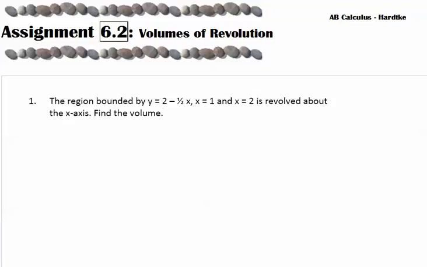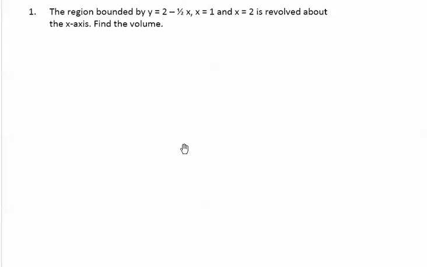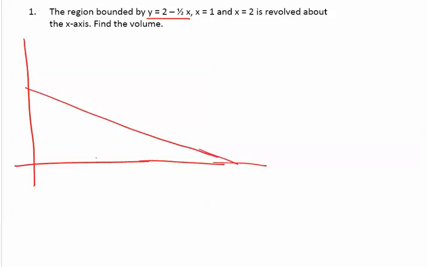As we do our volumes of revolution, perhaps the biggest task is making a sketch of the graph and getting a good perspective of what it is that we're revolving. In this problem, we're starting with one boundary, a line that has a y-intercept of 2 and a slope of negative 1/2. So perhaps like this graph. And our vertical lines are x equals 1, so go here, and x equals 2.